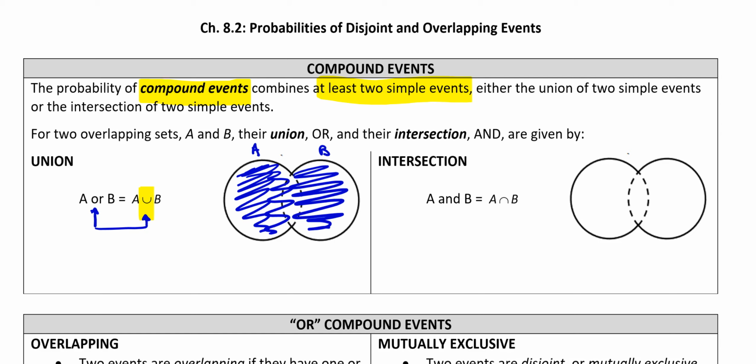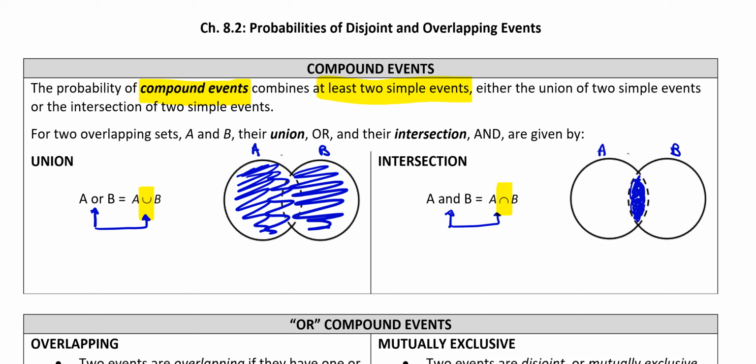Now an intersection is an AND. Notice the symbol is an upside down U. An AND is only where they overlap. So again, if this is set A and this is set B, it's what they have in common. When we're talking about a union or an intersection, or an OR or an AND, this is what we're talking about. If we're looking for the probability of something or something else, we're looking for all the possibilities. If we're looking for the probability of something and something else, then we're looking for just the center.